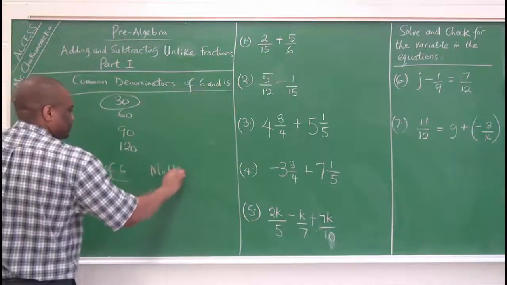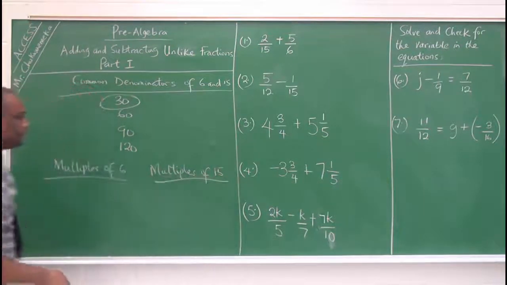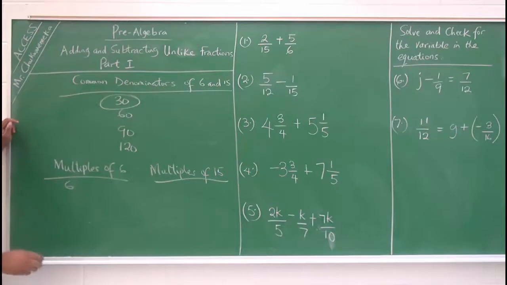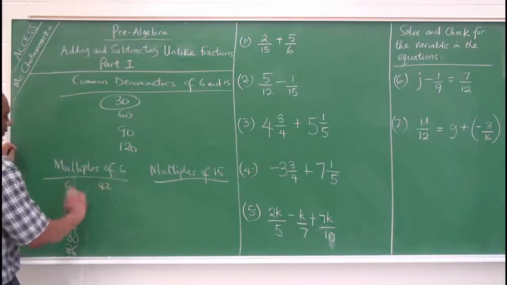Multiples of 15. So multiples of 6, you have 6. 6 times 1 is 6. 6 times 2, you have 12. 6 times 3, you have 18. 6 times 4, 24. 6 times 5, 30. 6 times 6, 36. And the rest of them, okay? 6 times 7, 42. And so on and so forth.